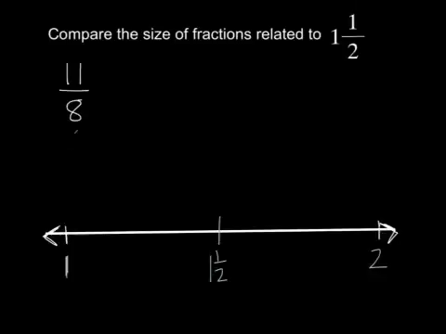So 11/8, I'm going to decompose that. So it's 8/8 and 3/8. Now, I know that half of 8/8 would be 4/8, and 3/8 is smaller than 4/8. So I know that this fraction is going to be on the number line below 1 and 1/2. So this is going to be 1 and 3/8, and I know that that is less than 1 and 1/2.